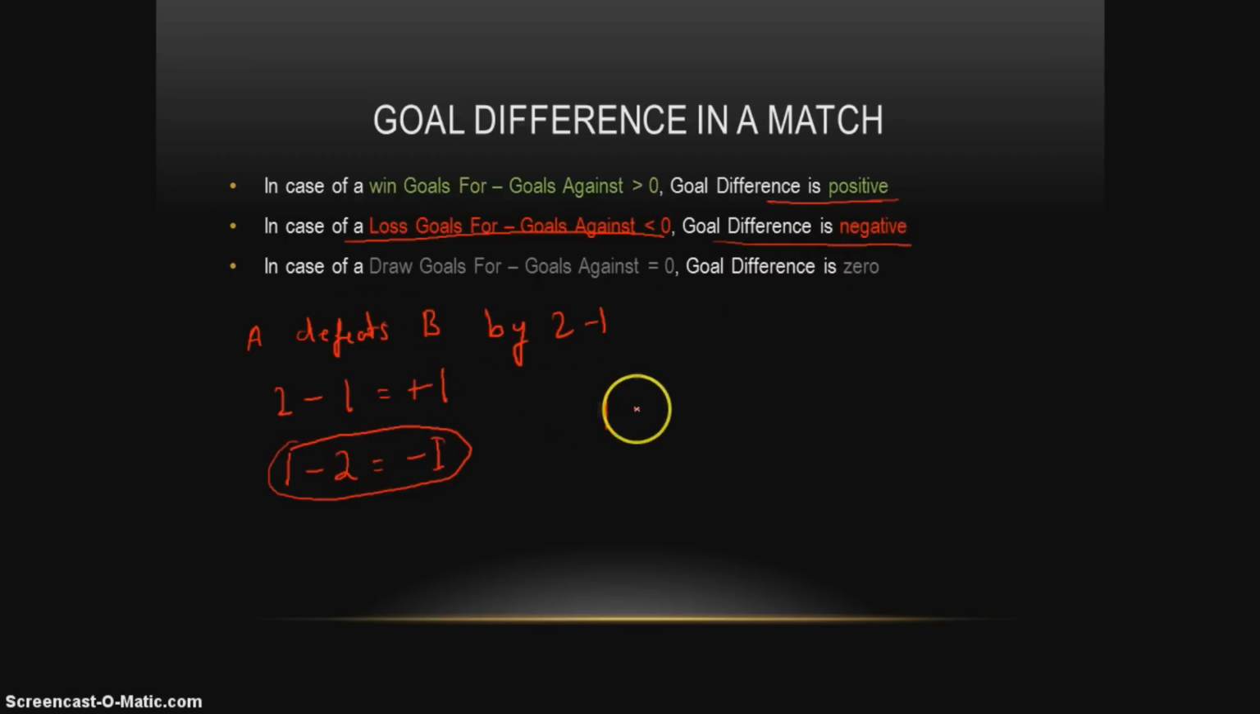Let's say the score of the match was 1-1. In that case, the match is a draw. In case of a draw, 1 minus 1 equals 0. So your goal difference, that is goals for minus goals against, remains 0. Hence goal difference is 0. So now that we are clear about goals for, goals against and goal difference, we can take a stab at this problem.